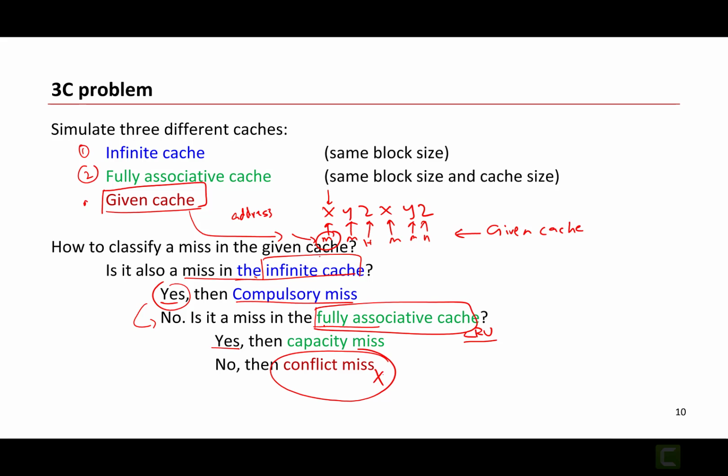And to figure out the type of those misses that you just discovered, you need to simulate 2 more caches. The first cache is the infinite cache, but you need to assume the same block size as the given cache. And the second one is a fully associative cache. Also assume the same block size, but now you're going to have a limit on the size as well. And so you go and simulate those 2 caches, figure out what the hits and misses are. You take all that information and then go through this algorithm that we just went through, and then you'll be able to classify the sequence of misses that you observed for the given cache into one of these 3 types.